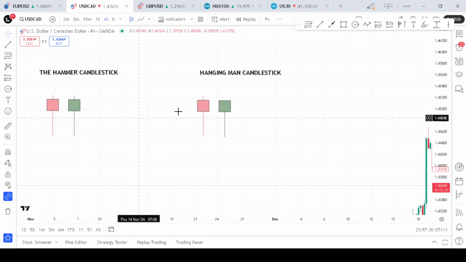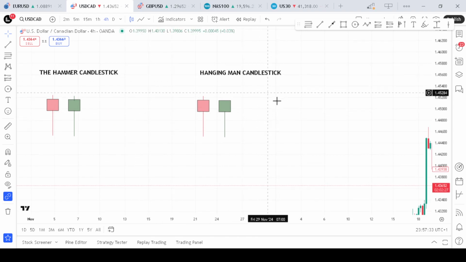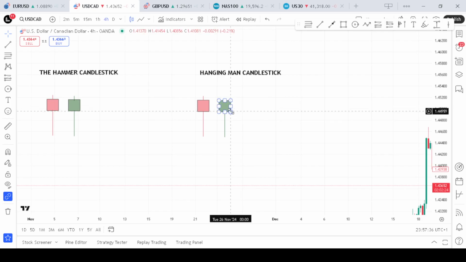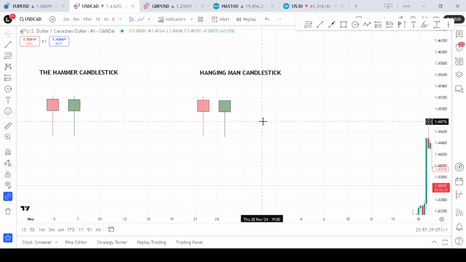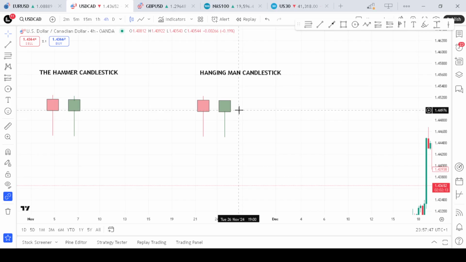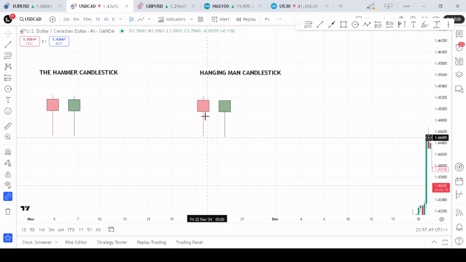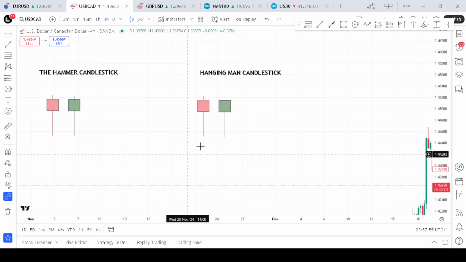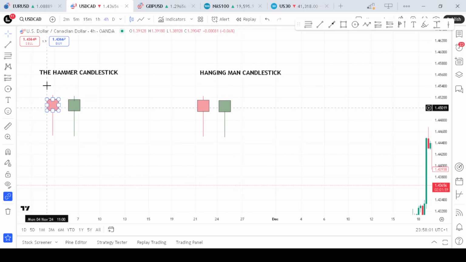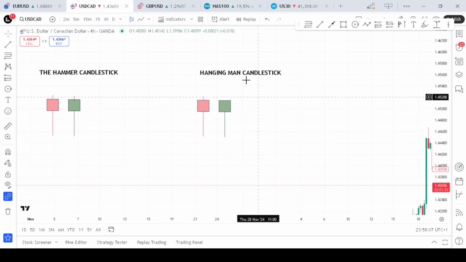Now let's talk a little bit about the hanging man candlestick pattern. At first glance, it looks very similar to the hammer. A small real body at the top of the candlestick with a long lower shadow. But here is where the context matters. The hanging man usually appears at the top of a trend. Remember, the hammer appears at the bottom of a downtrend. The hanging man appears at the top of an uptrend.